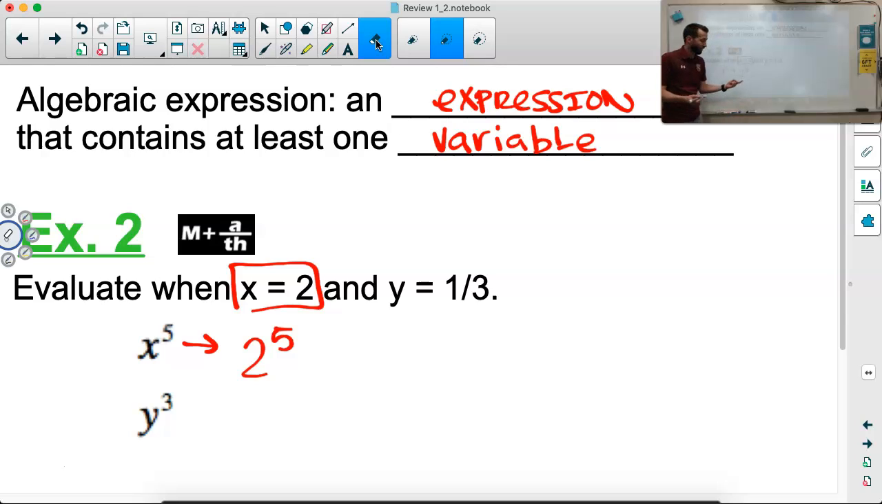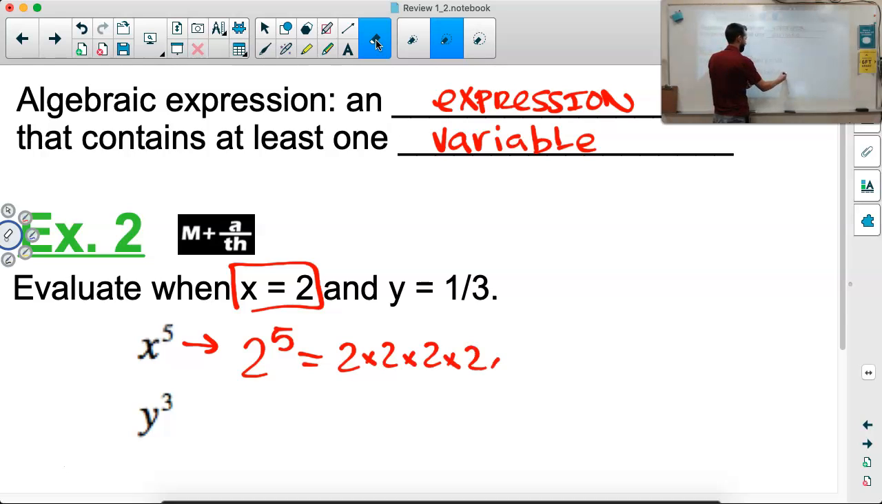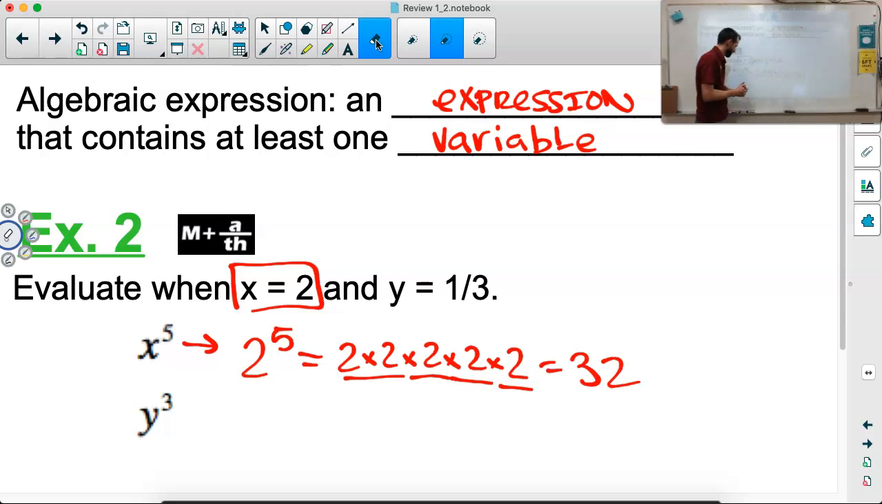Now, depending on how you want to do this, you could sit there and do 2 times 2 times 2 times 2 times 2. You could think through 2 times 2 is one set, is 4. 4 times 2 is 8. Times 2 is 16. Times 2 is 32. Okay. Or this one, y to the 3rd, 3 to the 3rd. Okay, 3 times 3 is 9, times 3 is 27.